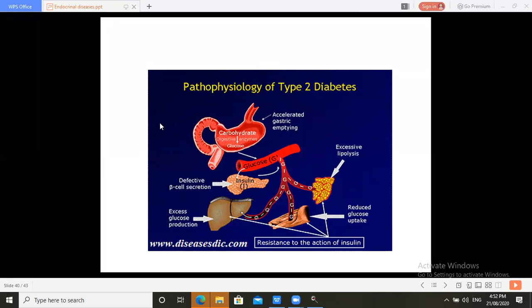Then again we will go below, towards the kidney. There is nephrosclerosis, glomerulonephrosclerosis, then arteriosclerosis, and pyelonephritis. These are the very common complications related with the kidneys.